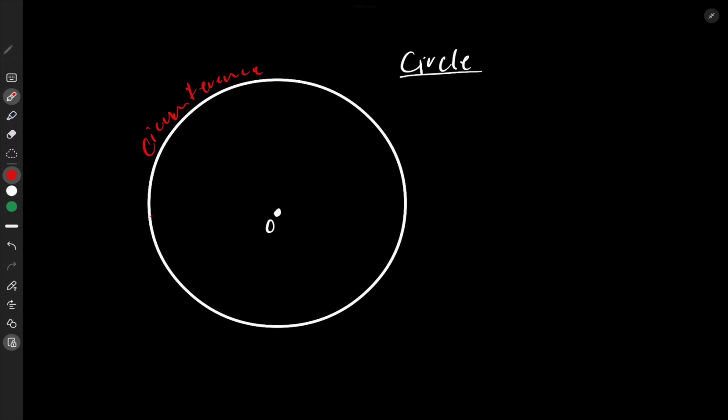And a circle has something called a diameter. Okay, I'm very bad at this writing thing. The diameter. Oh, now it's better. A diameter is a line that passes through the center, from the circumference to the center to the circumference, and it's a straight line, and that is called a diameter.